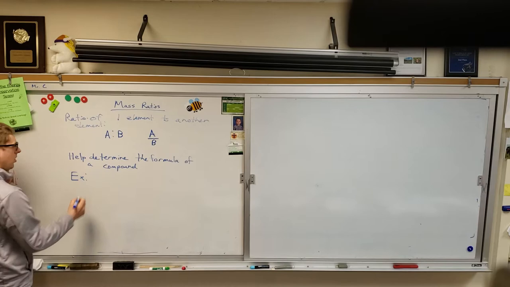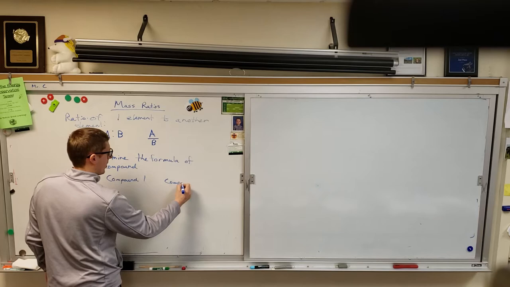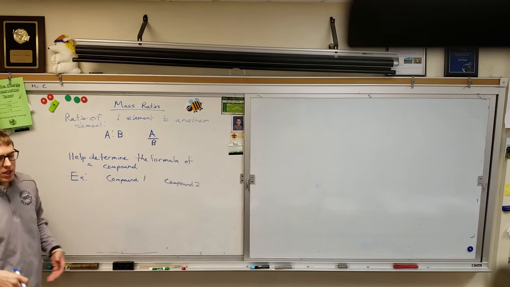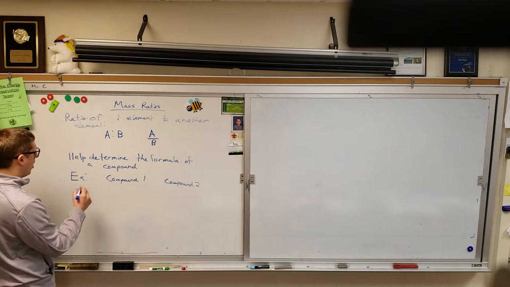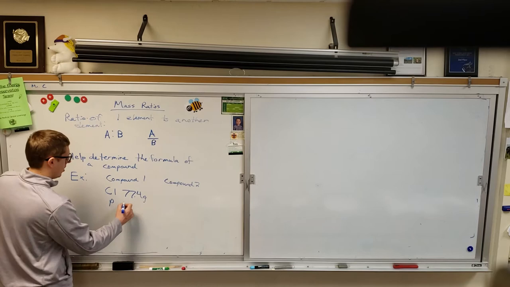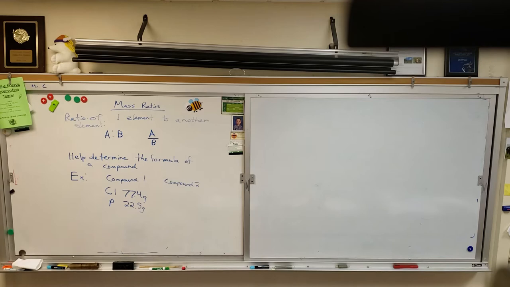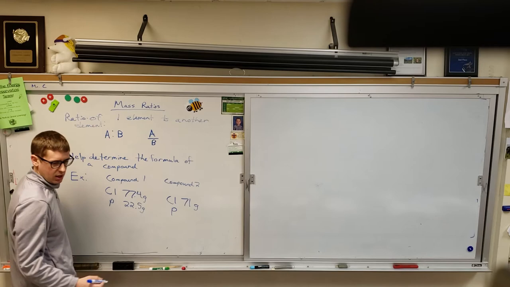If we have two compounds, compound one and compound two, and for those compounds, we know how much mass we have of each of them. We analyzed it, we figured out that in compound one, we have a mass of chlorine, which is 77.4 grams, and a mass of phosphorus, which is 22.5 grams. But in compound two, our chlorine is 71 grams, and our phosphorus is 35 grams.